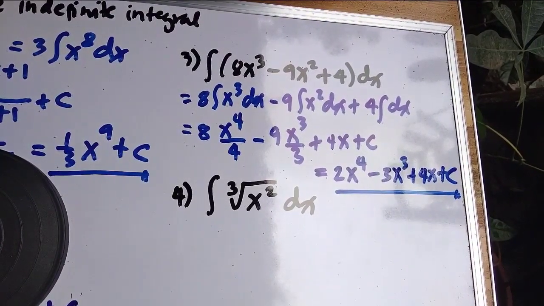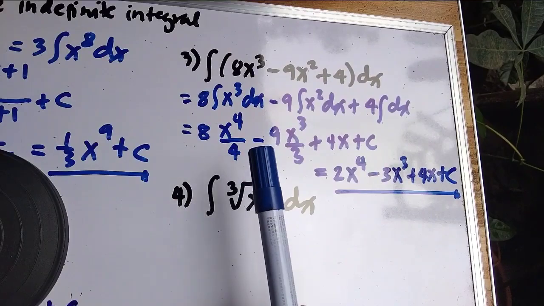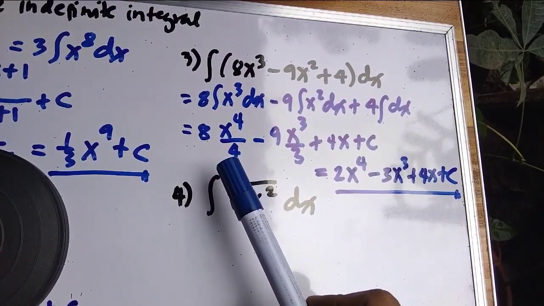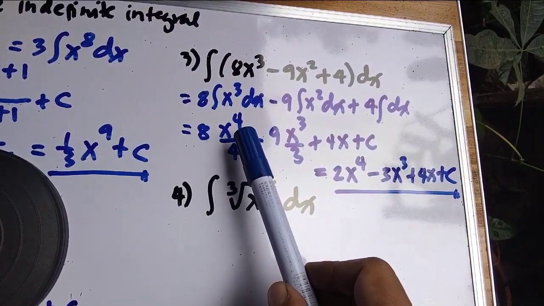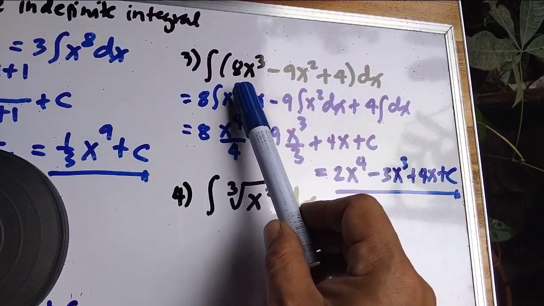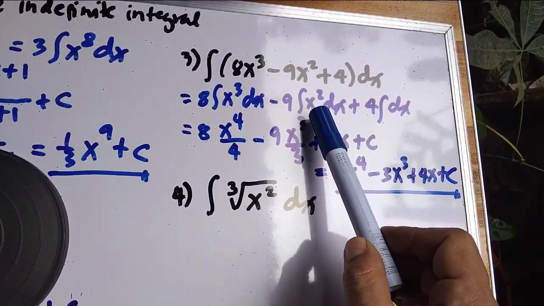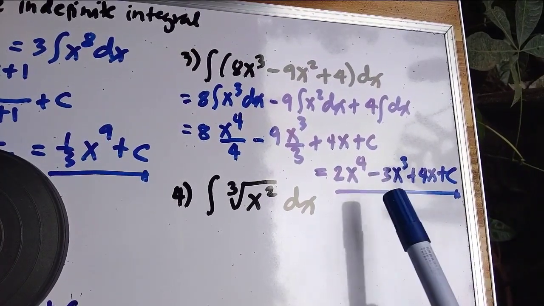Okay, that's it. First, we separated the terms. Then we integrate. It goes directly, class, assuming that you are already familiar with the power rule. Since it is cubed, we make it x to the 4 over 4. Since it is squared, we make it cubed over 3. Assuming that we have mastered the power rule.